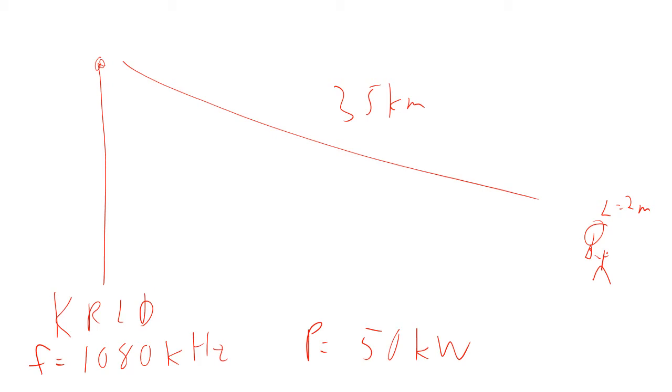So to do that, we need to know the strength of the electric field at that point. Because we know that in the antenna, the voltage is going to be the electric field times the length of the antenna. We know that from our studies of electric potential. Okay, so now we're tying this back to what we've talked about earlier in the semester. So first of all, let's look at KRLD.